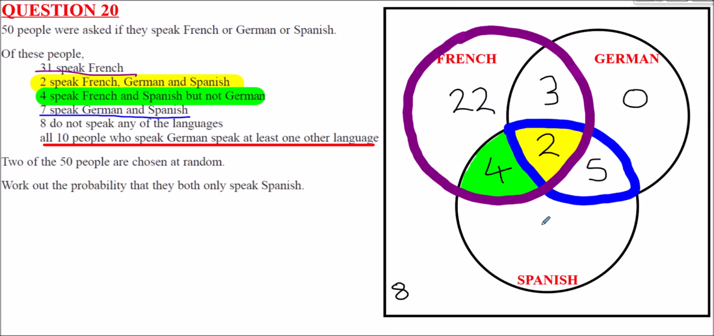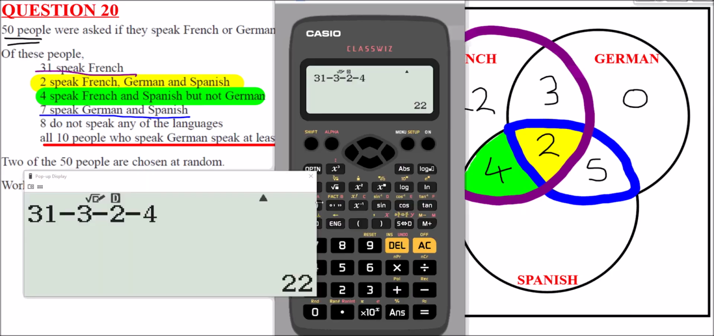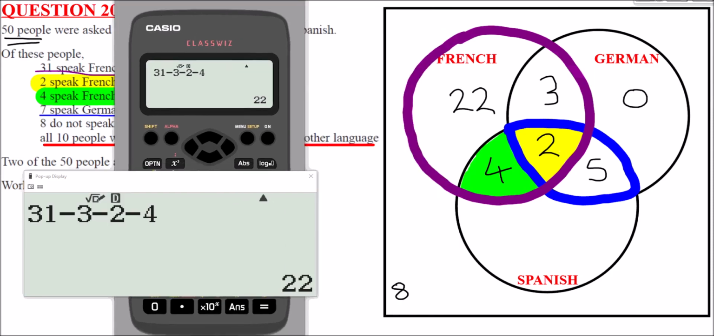So the only one we need to find now is how many people speak Spanish on its own. Well, now we need to remember there's 50 people in total. All the other regions have been accounted for, so the rest of these 50 people must go in this Spanish circle. So I just do 50, subtract all of these numbers here. Alternatively, I could add all these numbers up and then subtract from 50, but either way doesn't particularly matter as long as you're comfortable with whichever method you're going for.